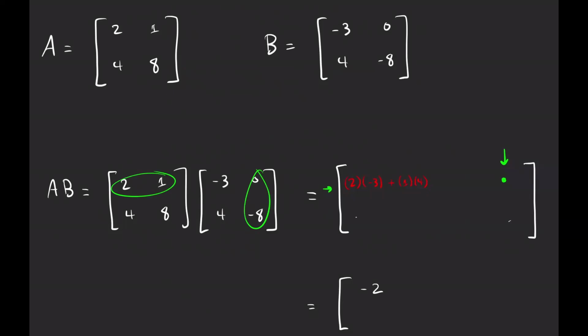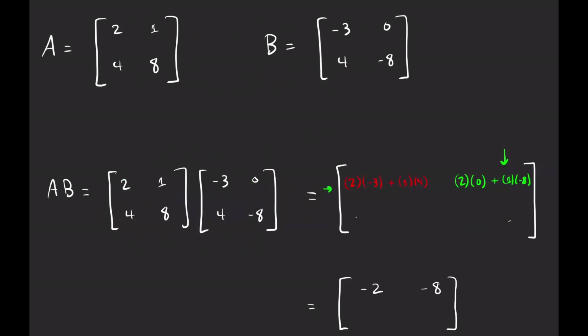I take 2 times 0 plus 1 times -8. And with that, add that all together, do the multiplication and add it together, and we get a -8 right there. Right. And we're going to keep going.